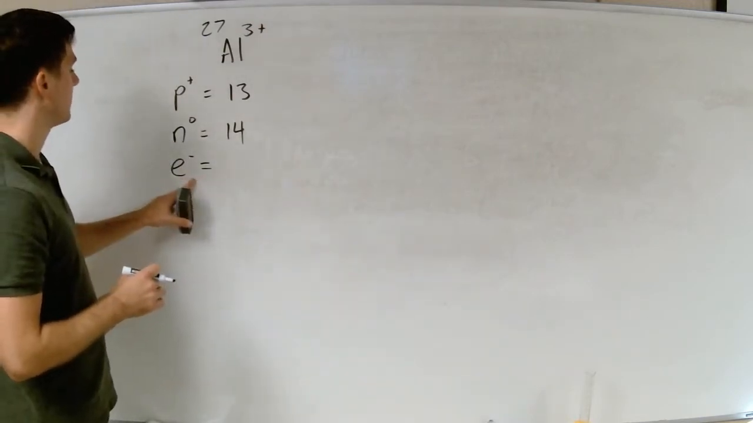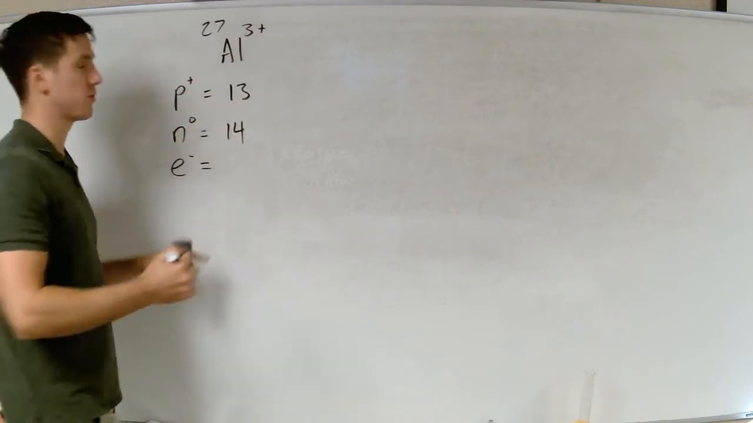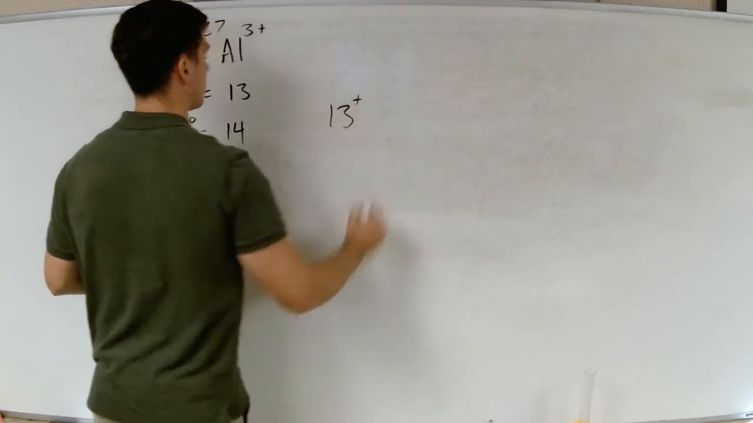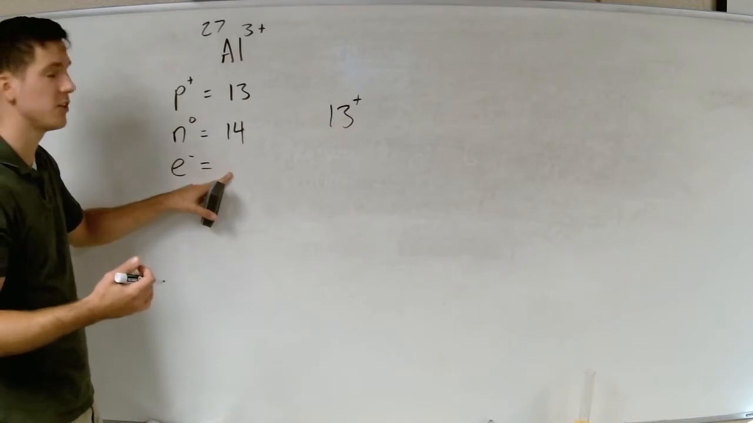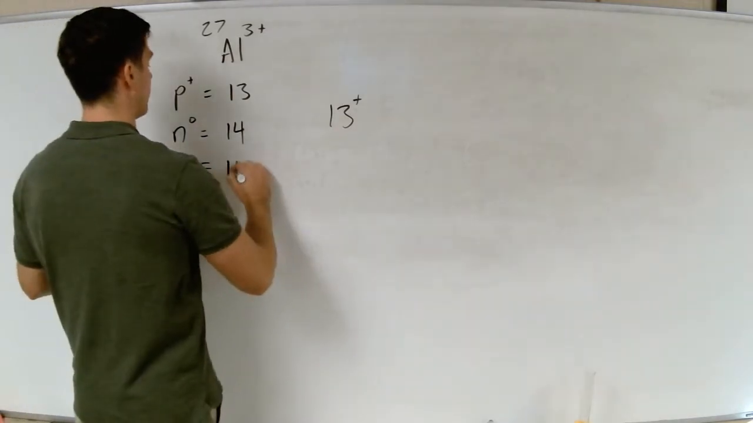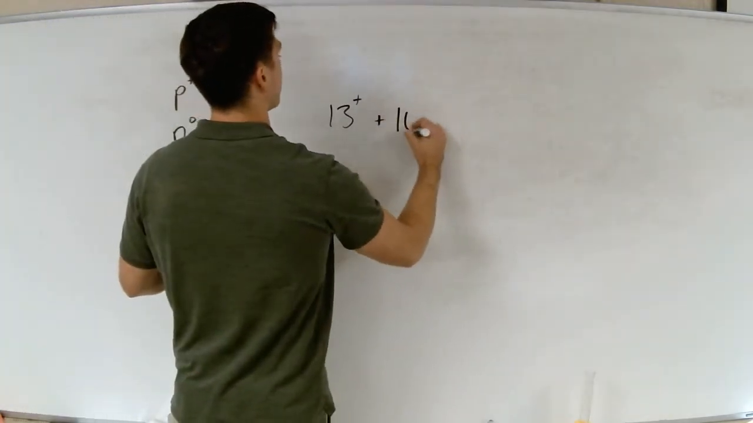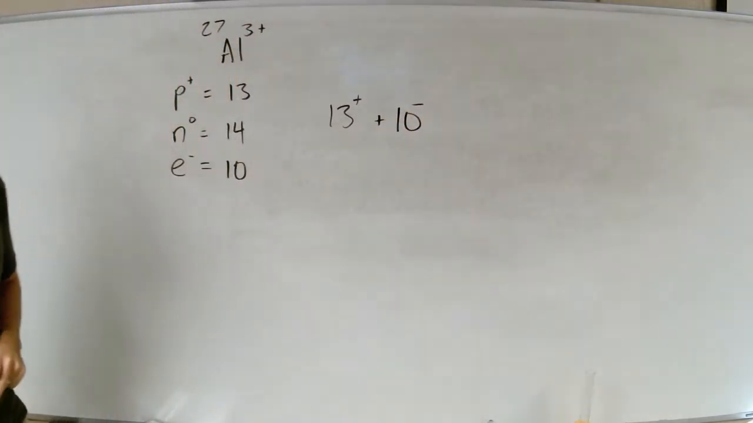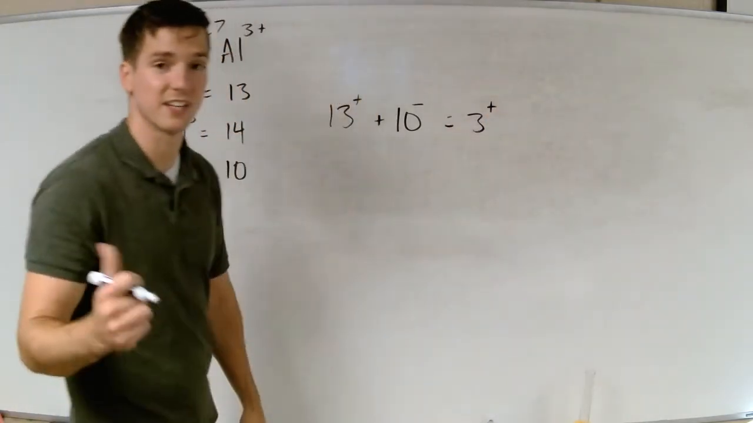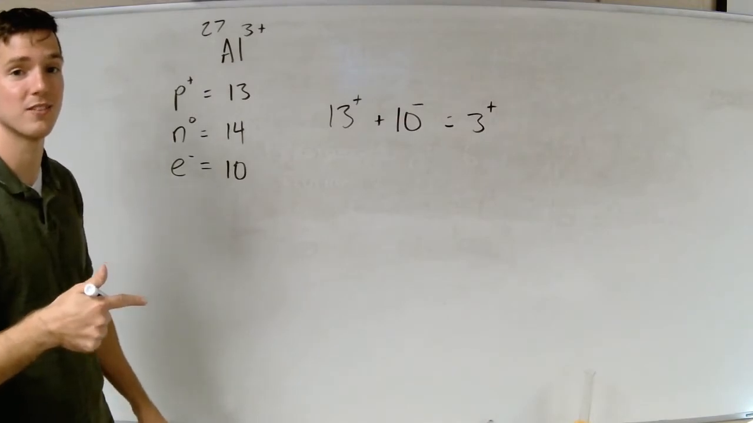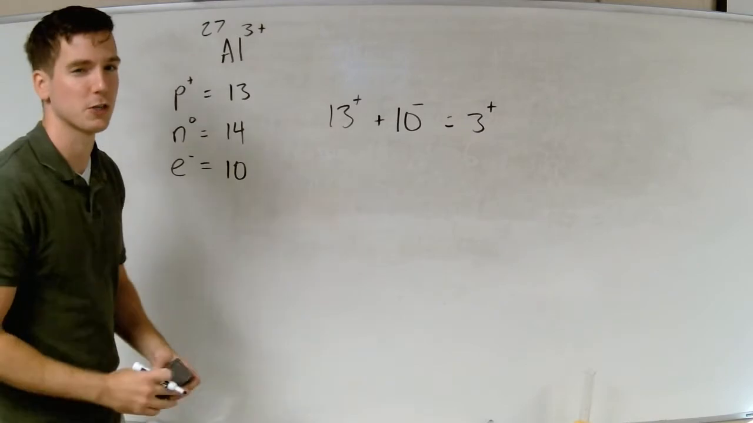So in order for me to have a 3 plus charge, I have 13 protons. So right now I have a 13 plus charge, okay? Electrons have a -1 charge, so I'm going to have to add 10 electrons in order to get a 3 plus charge, right? If I add 10 negative electrons, what I'm left with is 3 plus. 10 of those electrons cancel out 10 of those protons. After that, I'm only left with 3 protons, giving me a +3 charge.